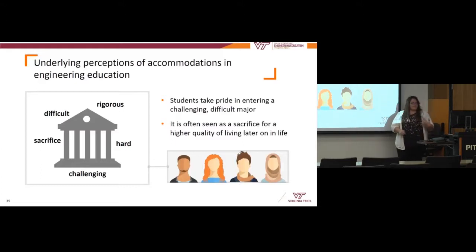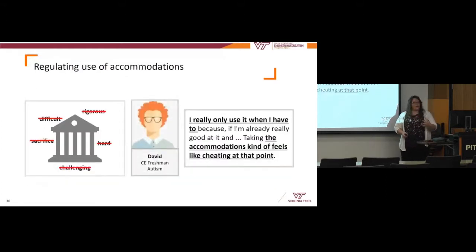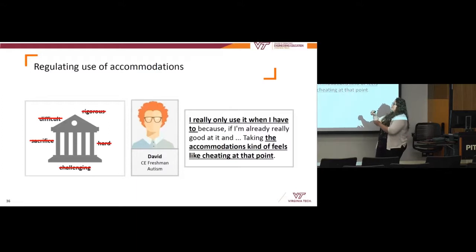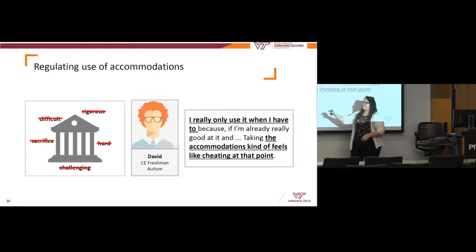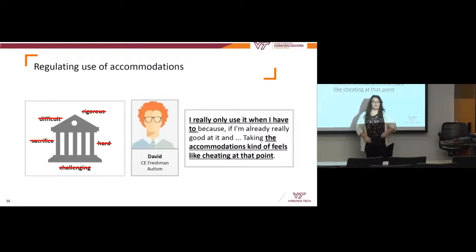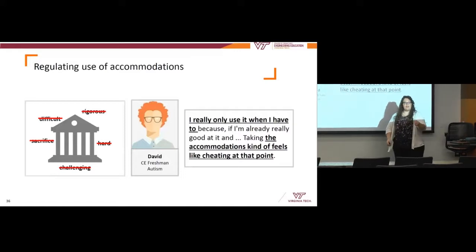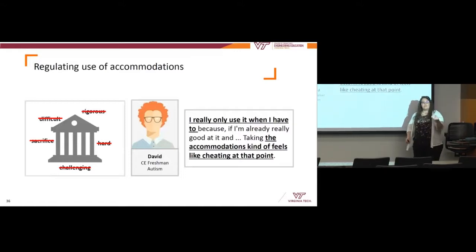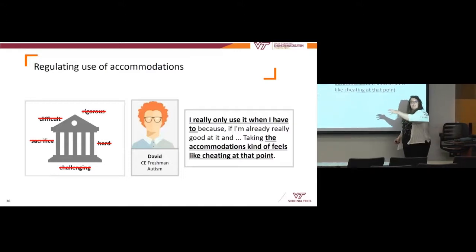And so what we're finding is that students see these accommodations as a mitigation of that. You know, my accommodations make it less hard, and they actually regulate their own use of accommodations because of these perceptions that they're constantly managing, like Derek, like Johnny.